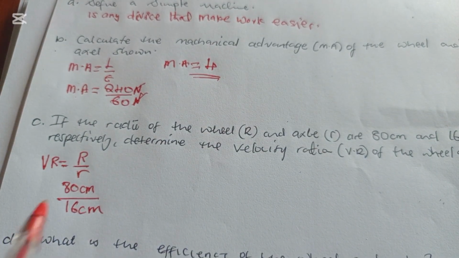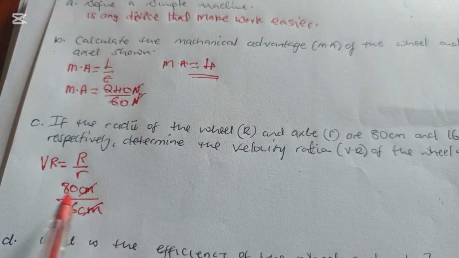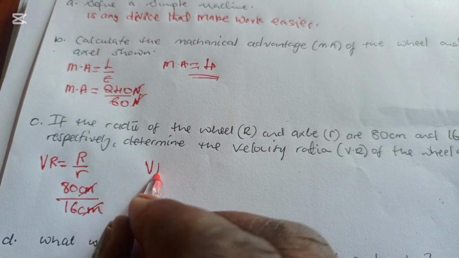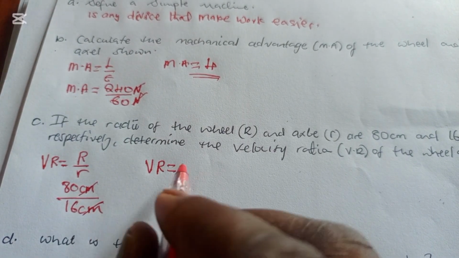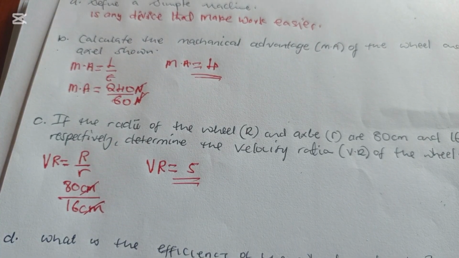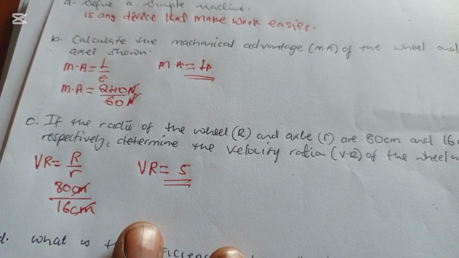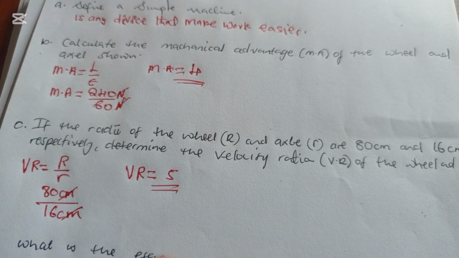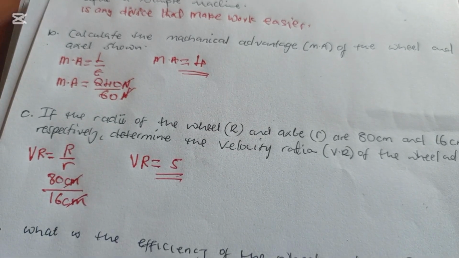So as you can see, centimeters and centimeters cancel each other. So VR has got no SI unit. So you say VR is equal to 5 like this. So this will be the final answer for this question. Okay. Then I'll go to the last question, which is question D.